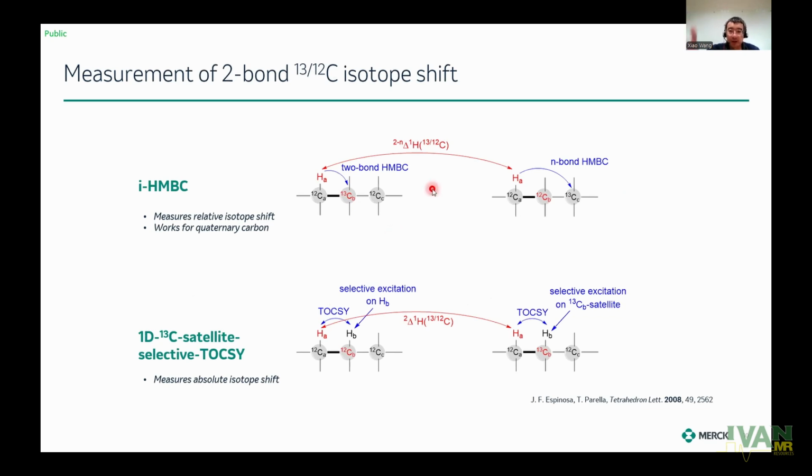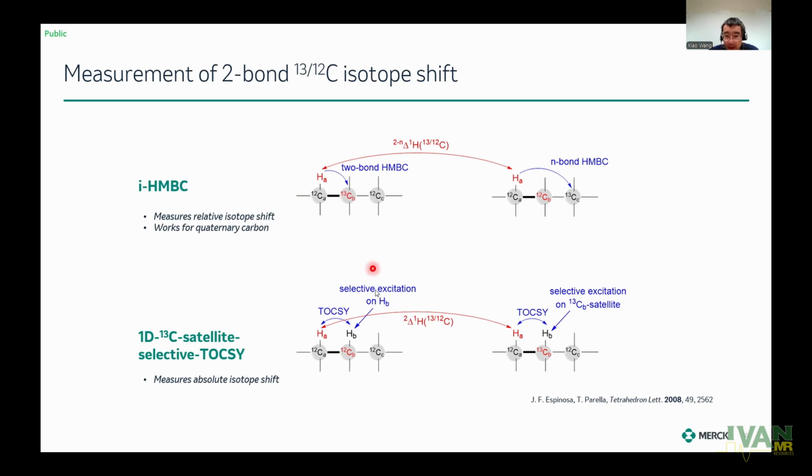We observe a series of multiple HMBC signals from a single proton, and then we use the most downfield one, usually the long-range correlation, as a reference. We compare all other HMBC correlations from the same proton with the reference to determine the isotope shift difference. So what we observe is the difference between the 2-bond and n-bond isotope shift. What we get is a relative isotope shift. The advantage of i-HMBC is that it works for quaternary carbons.